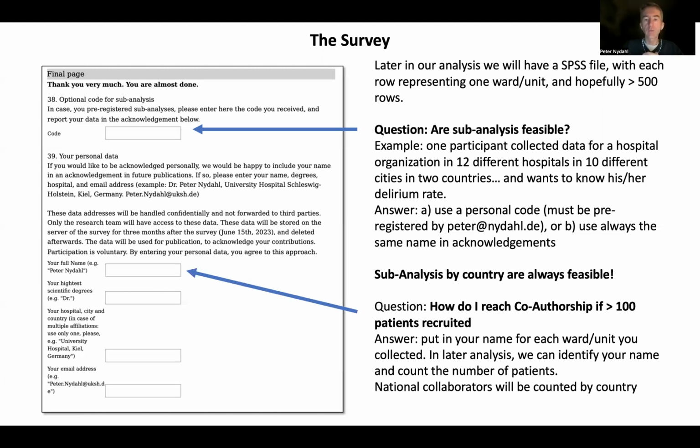And another question is, can you reach co-authorship if you collected more than 100 patients? Of course, I'm not aware of any units or wards with more than 100 patients. You need several units to reach the level of more than 100 patients. For this, you have to enter your name in each ward or unit data you put in the survey. And then we can look for your name. And again, we can count your patient numbers and see if you reached more than 100 or not. So this can be very important if you want to be a co-author for this study.